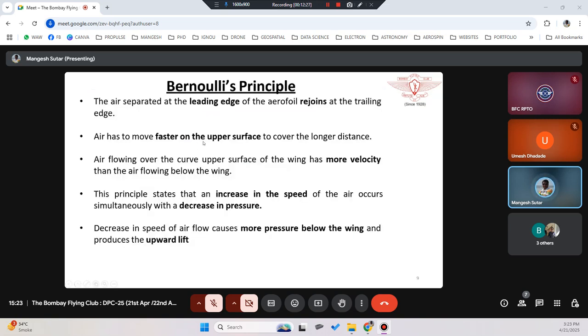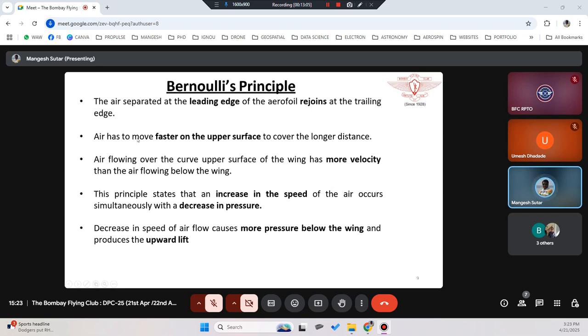So now the important principle on which your aircraft actually flies. Okay, here I have just put the text. Next slide will show you in a diagrammatic way, but let's first read the principle. The air is separated at the leading edge. So when the air hits the leading edge, the air gets separated by the airfoil and rejoins at the trailing edge. That means the air that comes gets separated at your leading edge. So some air will flow on the top of the airfoil, some air will flow below the airfoil and then it will join again back at the trailing edge.